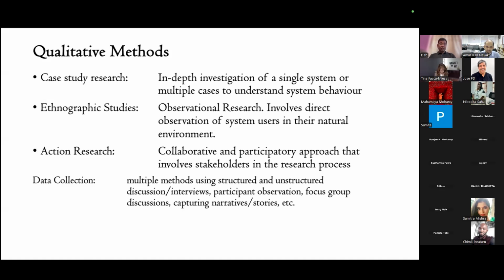Then action research is a collaborative and participatory approach that involves the stakeholders in the research process, where the researcher himself is part of the phenomenon. Data collection can use multiple methods: structured and unstructured discussions, participant observations, interviews, focus group discussions, capturing narratives and stories. There are various methods used in qualitative research.